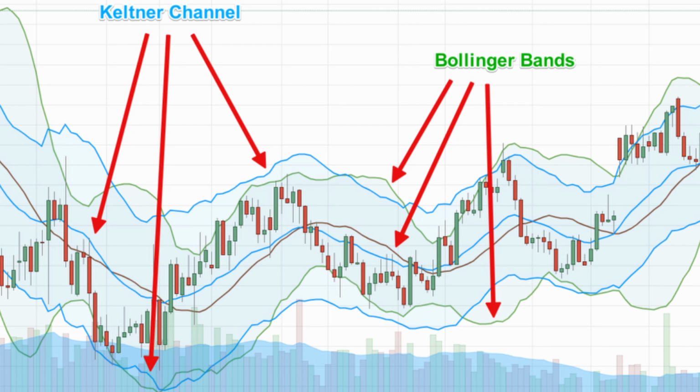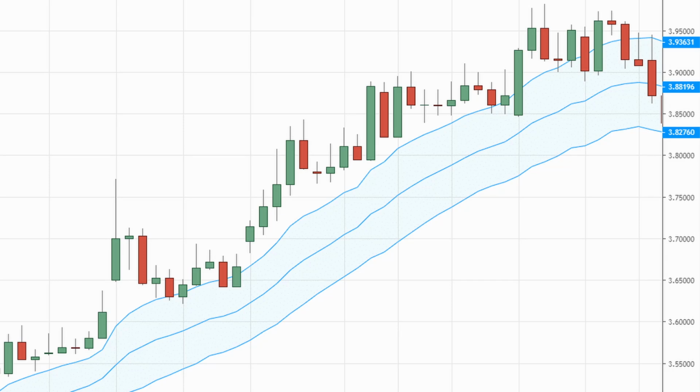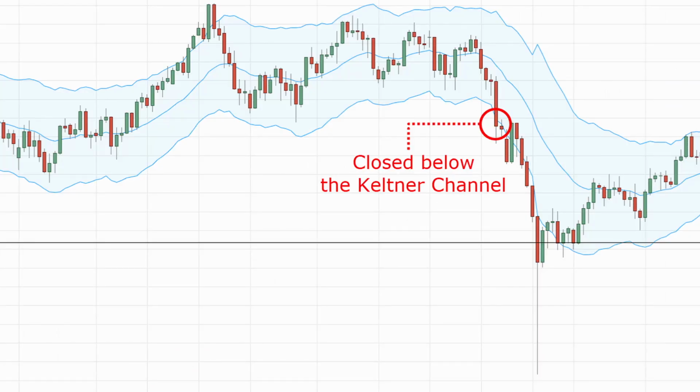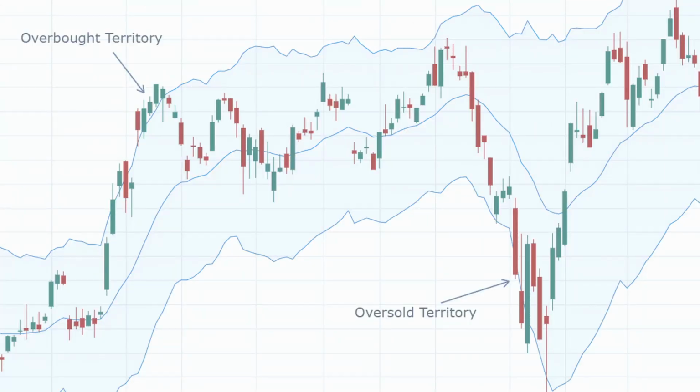The Keltner channel helps traders identify the direction of the trend. When the price is consistently above the upper band, it suggests a bullish trend, while consistently below the lower band suggests a bearish trend. When the price touches or crosses the upper band, it may indicate that the security is overbought and could be due for a pullback. Conversely, when the price touches or crosses the lower band, it may indicate that the security is oversold and could be due for a bounce.